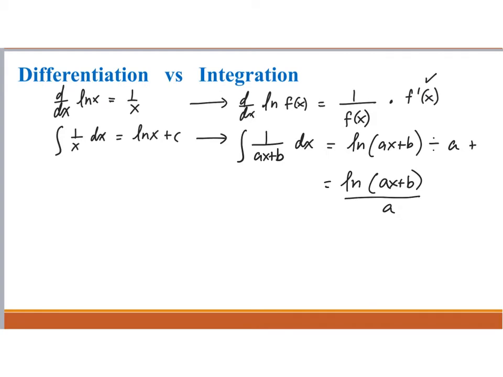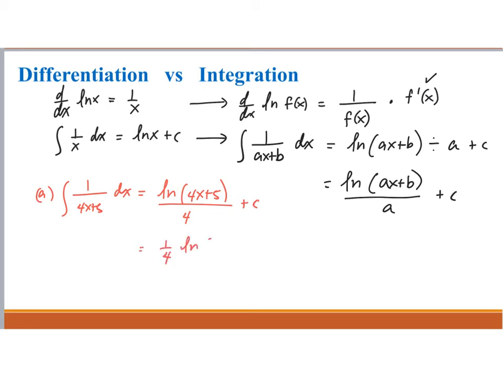And let's not forget our plus c here. So the integral of 1 over 4x plus 5 would then be ln |4x plus 5| divided by 4. If you get the derivative, the answer is 4, and then plus c. But it is better to write this as 1/4 ln |4x plus 5| plus c.